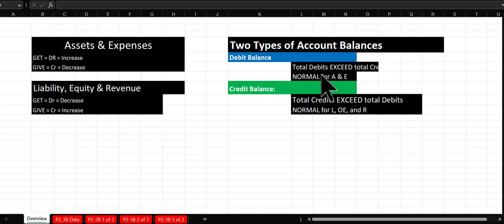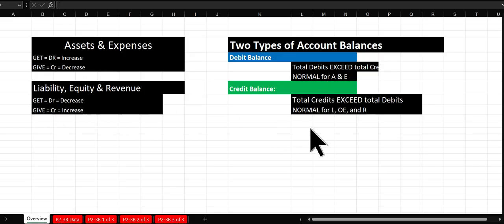Now, does it mean that your cash account, which is an asset, would not ever have a credit balance? Yes, it can happen, but it would not be the normal situation, because if the cash account has a credit balance in your books, the owner of the account, then it would mean that you had more give than you had get, which means you had more credits than debits, and so you would actually be owing the bank because you overdrew your account.